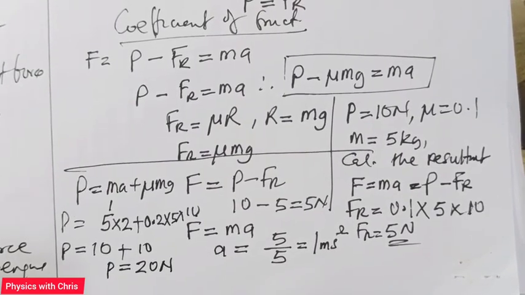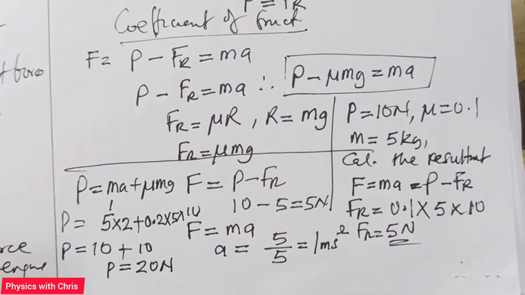So this is how we apply the dynamics of motion, that is Newton's second law of motion, to the motion of a body along a straight line, including when there is frictional force acting and when there is no frictional force acting.